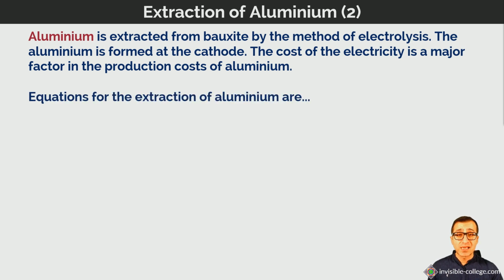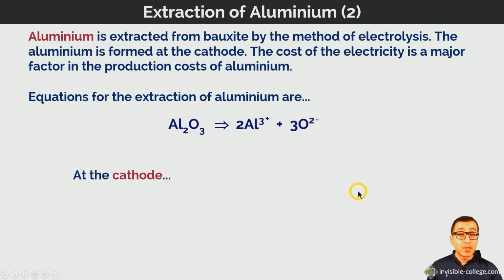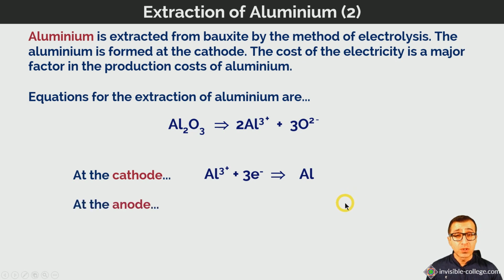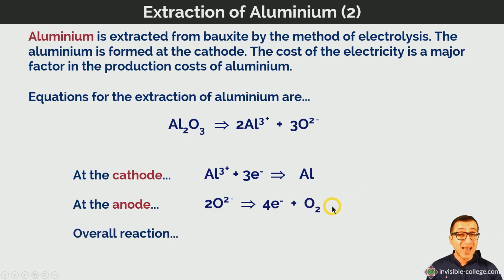So the equation for the extraction of aluminium starts by taking aluminium oxide and then melting it so that you get aluminium ions and oxide ions. At the cathode, the aluminium ions will gain 3 electrons each to form aluminium metal atoms. At the anode, the oxide ions will lose electrons to form oxygen gas. So the overall reaction is that aluminium oxide is broken down into its elements, oxygen gas and aluminium.